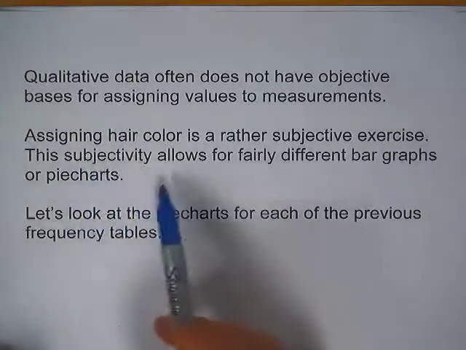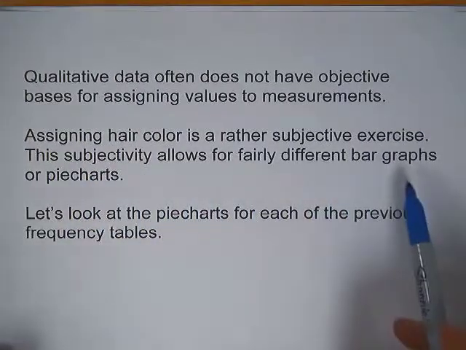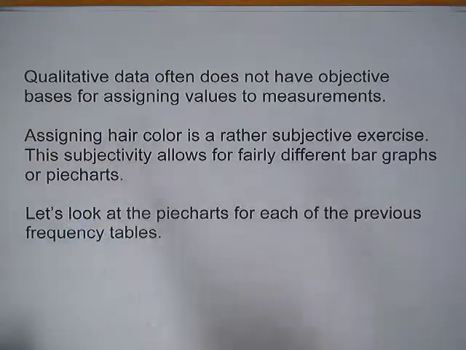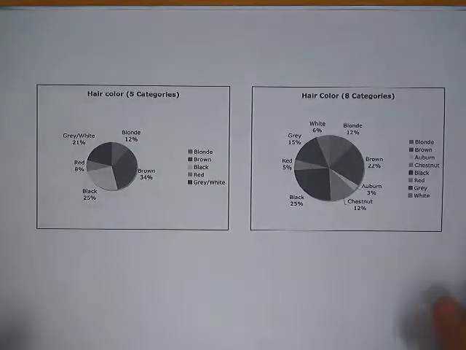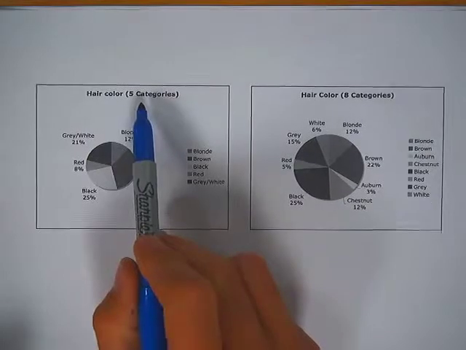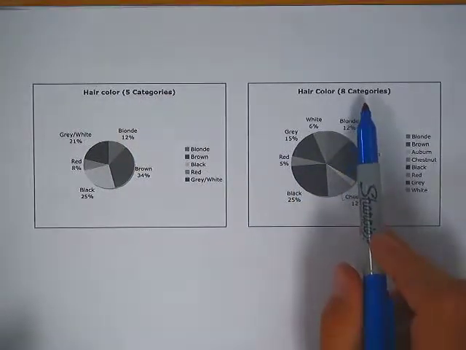And this subjectivity allows for fairly different bar graphs or pie charts. So let's look at the pie charts for each of the previous frequency tables. Alright, so for our 2 pie charts, this is the hair color with the 5 categories. This is it for 8 categories.